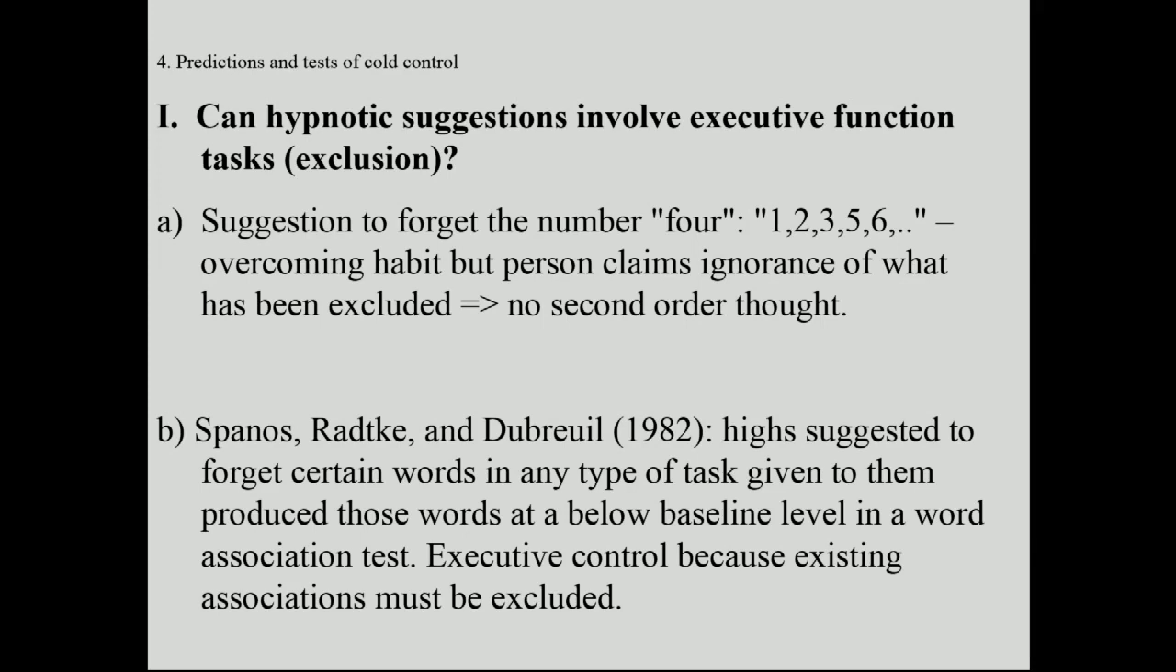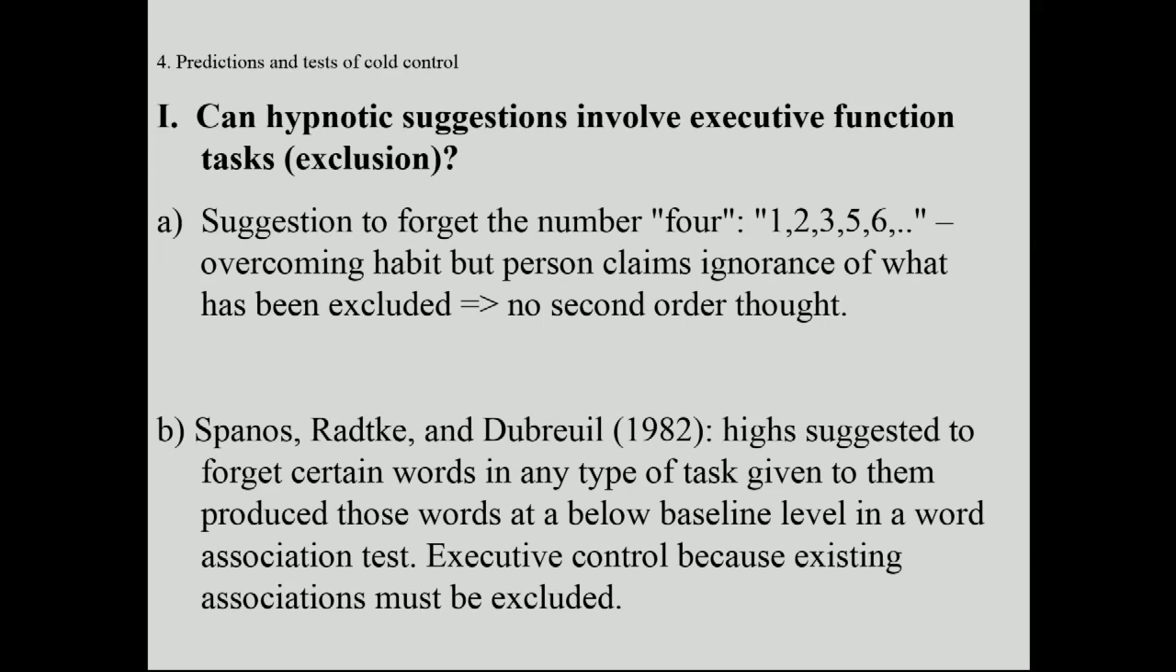But from a cold control theory, this is all perfectly understandable. They form the intention to have no further truck than number 4, and that intention can be unconscious simply by not having higher order thought about it, because highs are that sort of people. And then we can take the subjective reports at face value. In other words, we can explain the phenomena as they seem to be presented to us.